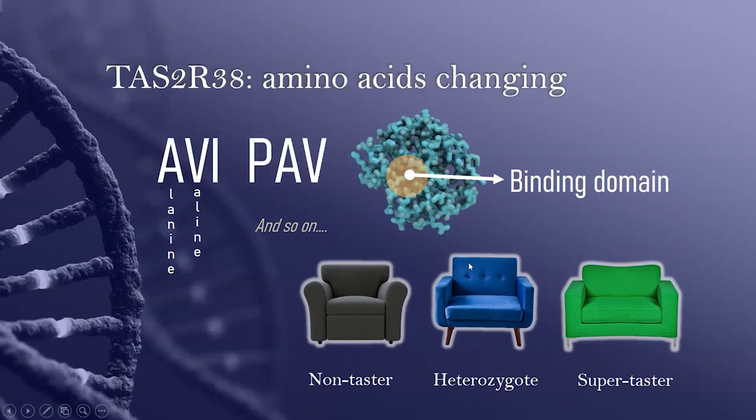I like to use the metaphor of different chair shapes. If we say that the PTC and the PROP molecules fit super well into the super taster chair, they also fit okay into the person who has a scramble of some functional and some non-functional alleles, but they can't comfortably fit into the non-taster chair.